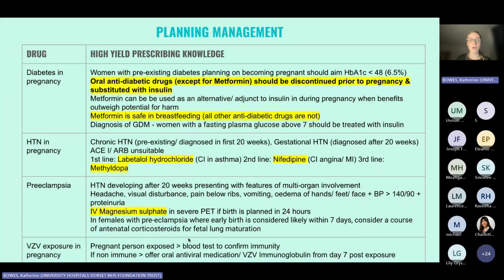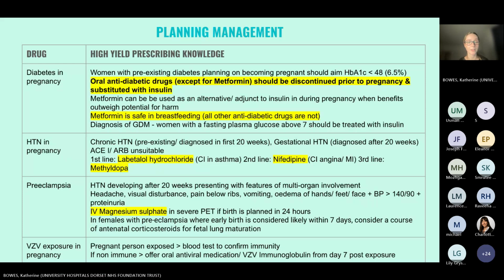Okay. So hypertension in pregnancy. So ACE inhibitors and ARBs, not recommended. Labetalol is, but remember that's contraindicated in asthma. Nifedipine is also an option, but with nifedipine you have to be careful if there's a history of angina or myocardial infarction, and then methyldopa is a 3rd line as well. But so with hypertension in pregnancy, always check in the question stem. Do they have any underlying physical health conditions like asthma or angina?